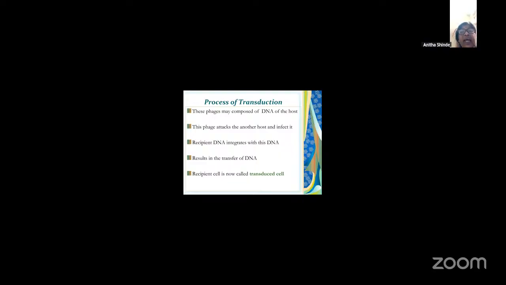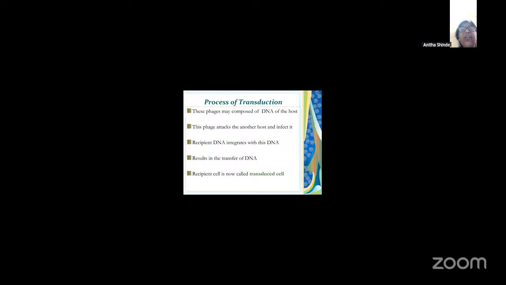So now the recipient cell is called the transduced cell. It is actually getting transformed into a new cell. That is what is called the transduced cell, or transduction. So what is the transduction phenomenon? Transduction is when a phage carries bacterial genes of a host, and when they are incorporated into another host, that process is called transduction.